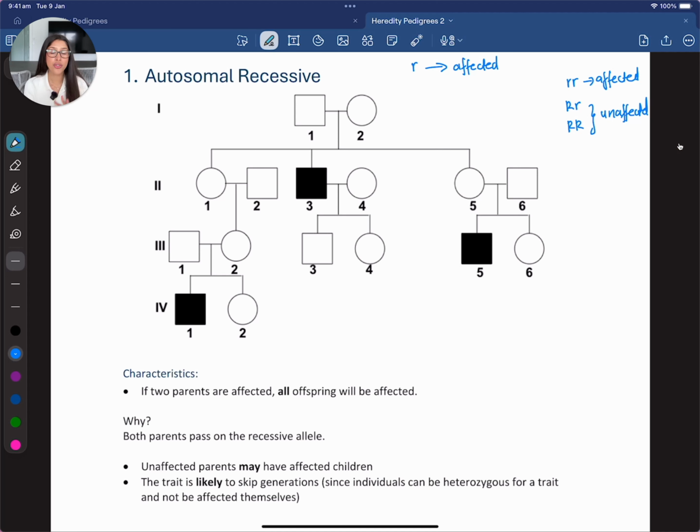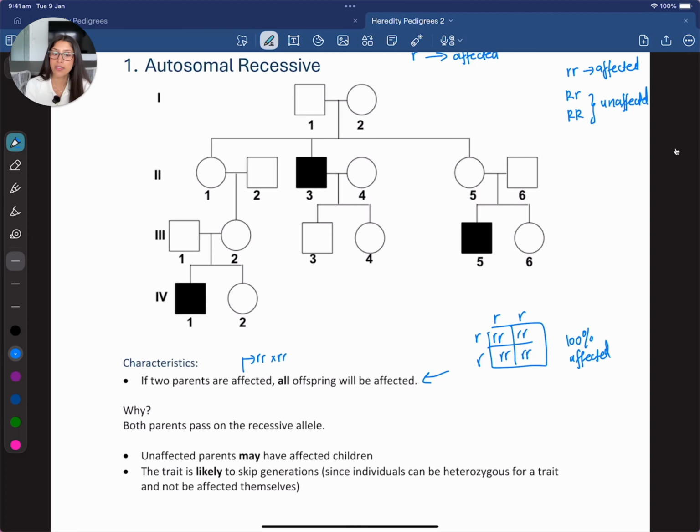Now I'm going to run you through some general characteristics of autosomal recessive traits, and at the end I'm going to highlight what are the most important ones that we should look out for when you're first looking at a pedigree. So here are some general characteristics. If you find 2 parents that are affected, then all offspring will also be affected. So if you think about it, if the 2 parents are affected, then they're going to have the little r little r genotypes. And if I do a Punnett square with this, then all the offspring would also present the same genotype. So 100% of the offspring will be affected.